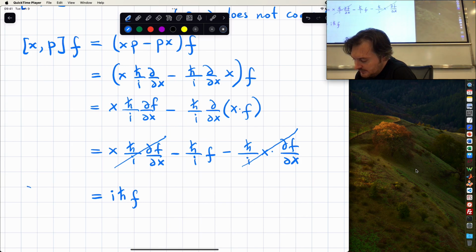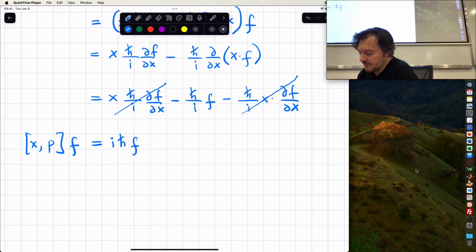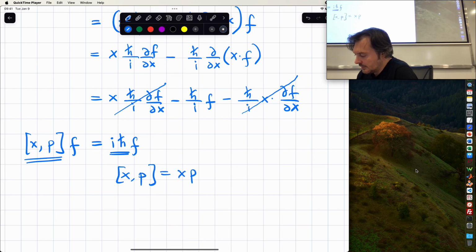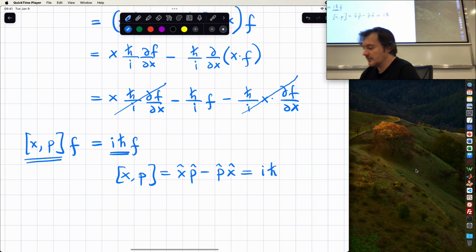Look, you started with this, okay? You end up with i h bar f. You can simply say that this is equal to that. So the xp commutator is xp minus px as operators, but it turns out that those two operators, when you do xp minus px, just give you this i h bar. Did you follow this, everyone? Yes? So is it good for us?